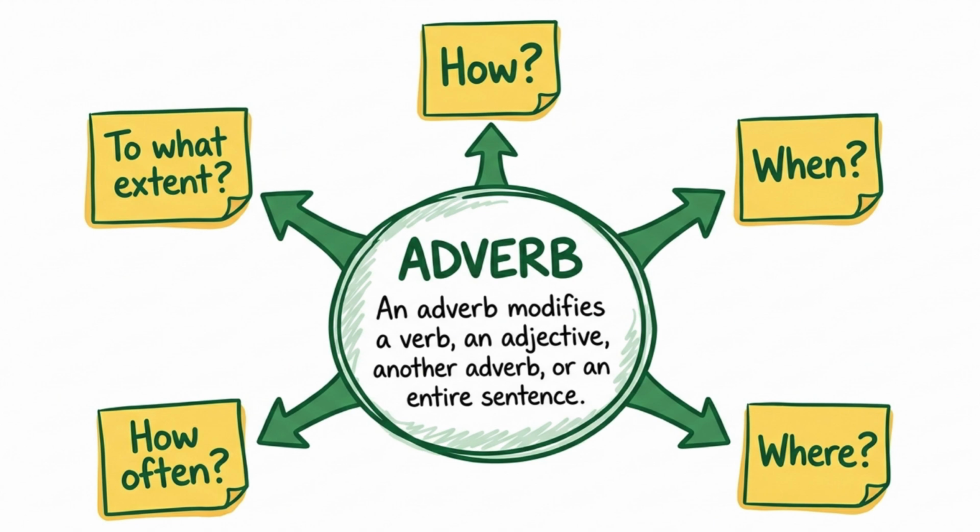What is an adverb? An adverb modifies a verb, an adjective, another adverb, or sometimes an entire sentence. If you're not sure whether a word is doing that job, ask it a question. Does it answer how, when, where, how often, or to what extent? If it answers one of those five, you're almost certainly looking at an adverb.